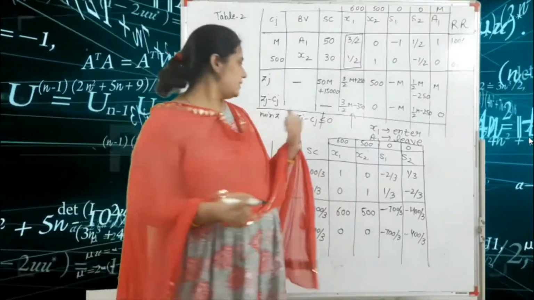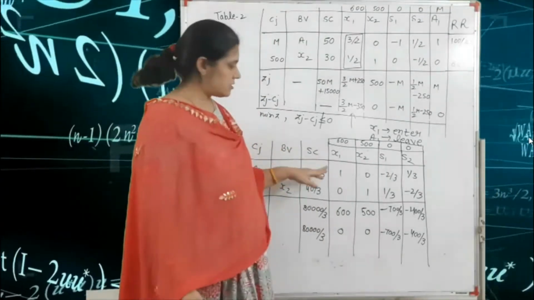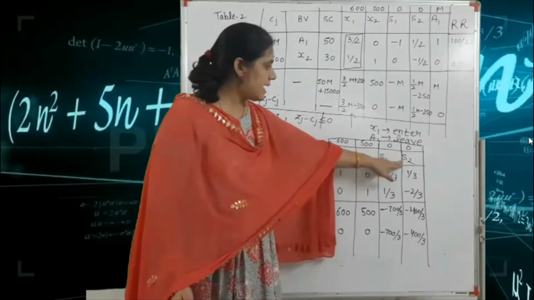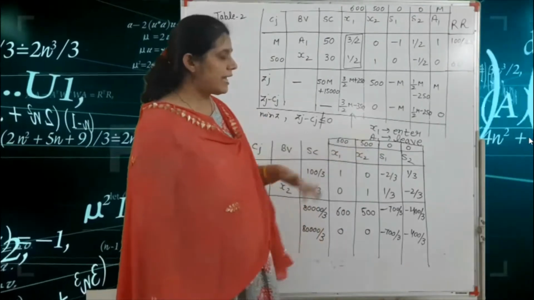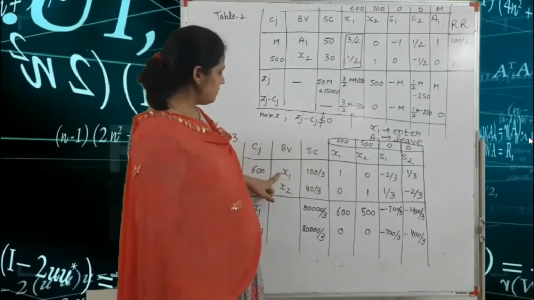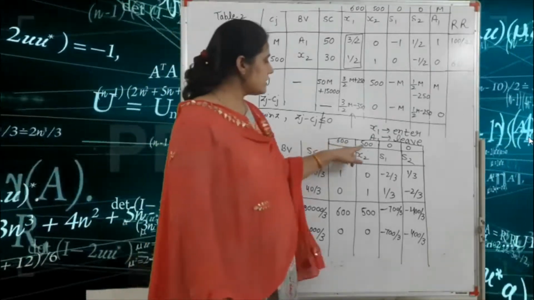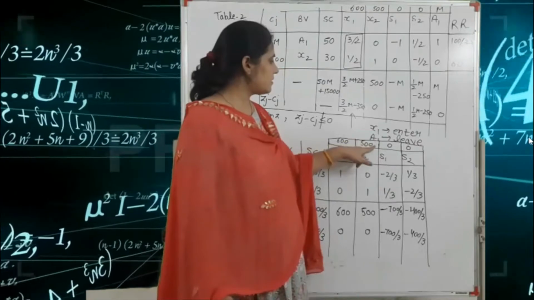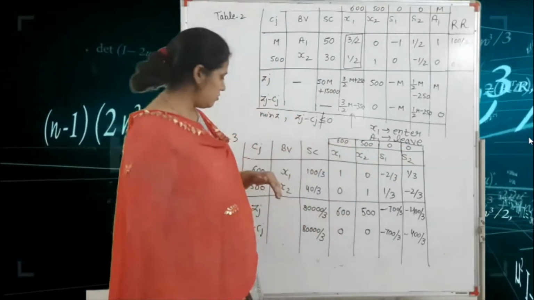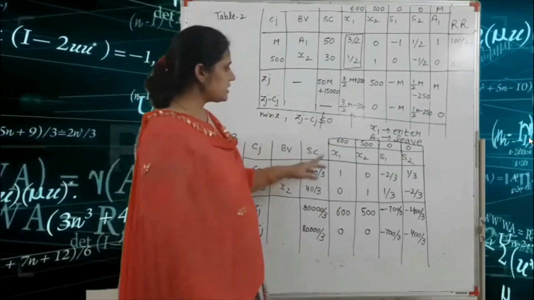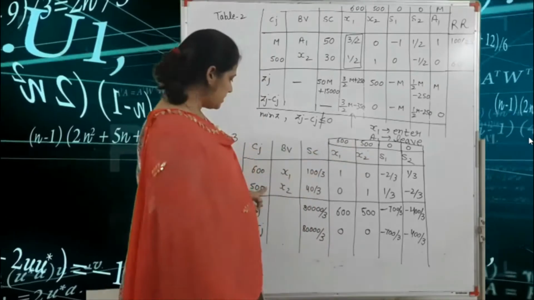So table 3: first we write the Cj, basic variable, solution constant, x1, x2, s1, s2. Because A1 is the new variable, A1 is leaving and x1 enters. So in the place of A1 we write x1, and x2 we write as it is. In this place we write 600, 500, 0, 0, according to the objective function coefficients. The x1 coefficient is 600 and the x2 coefficient is 500.